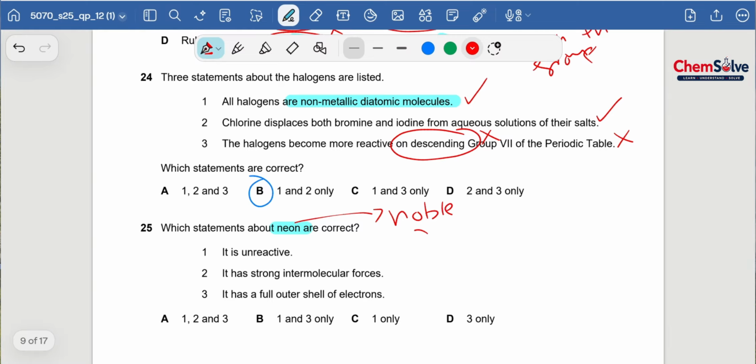Group 8 A element. So it is unreactive. Yes, it is unreactive. This statement is correct. It has strong intermolecular forces. No, they are gases and they have weak forces of attraction between them. So this statement is not correct. It has a full outer shell of electrons. Yes. So option B is correct here.